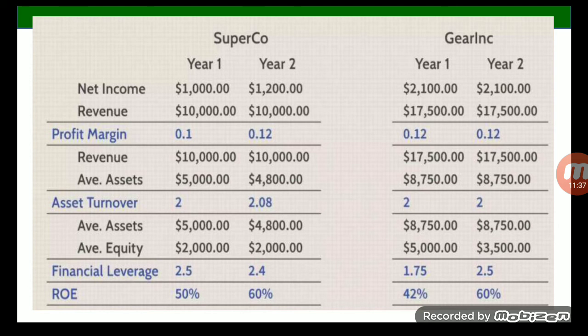And now look at the return on equity. In the case of Super Company, 50% in the first year, and in the second year 60%. In the case of Gear International, in the first year 42% return on equity, and in the second year 60%.